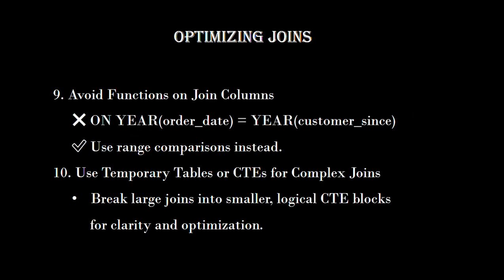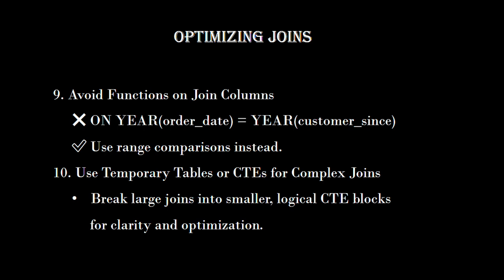Avoid functions on join columns. Again, directly applying functions on the join conditions could increase the IO operations for every scan. So we should try to avoid those functions, and we should try to calculate them beforehand, rather than directly applying those functions on the condition.